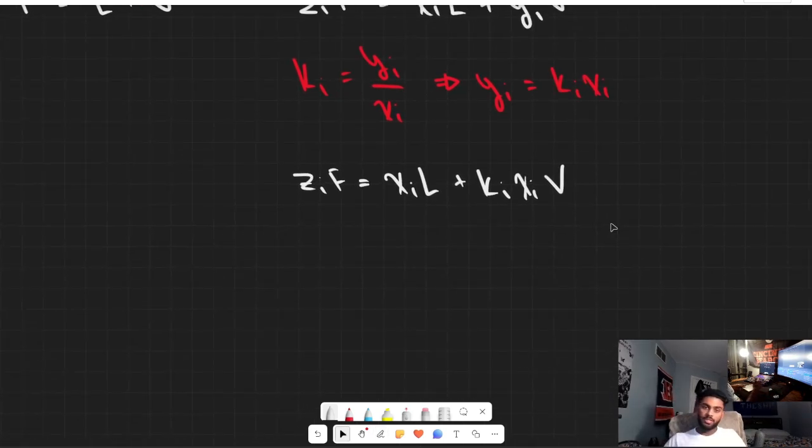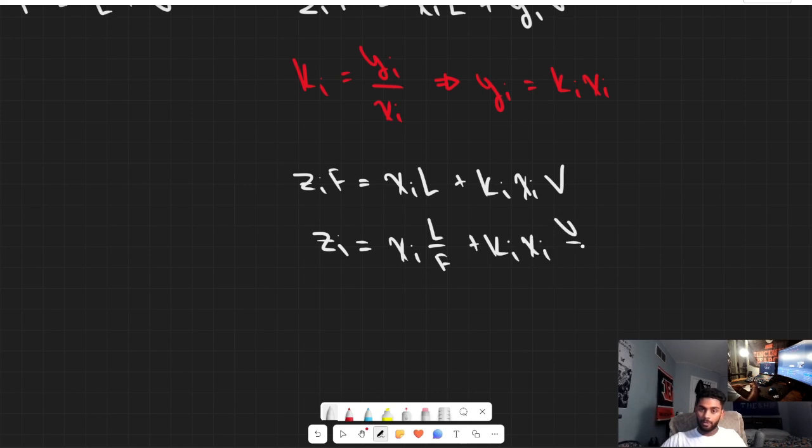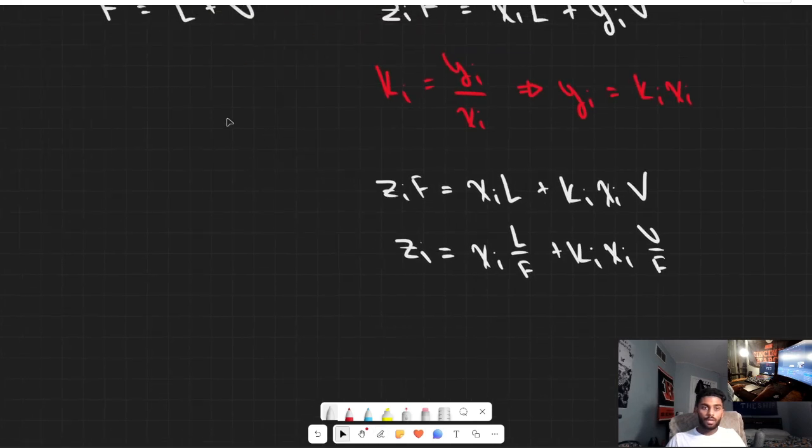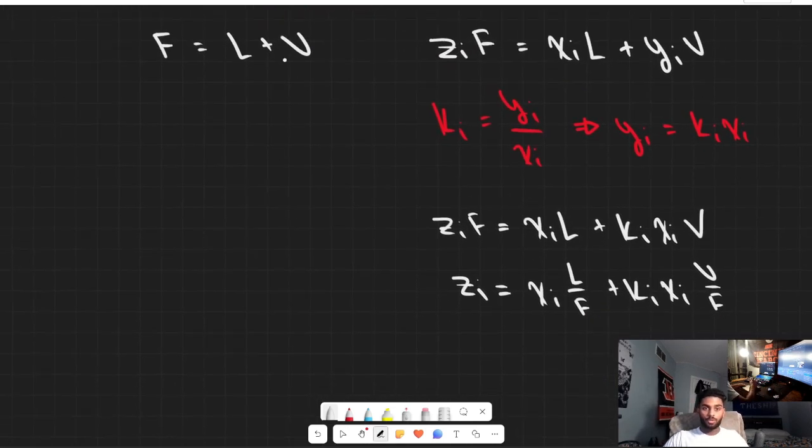Now the next step I'm going to take here is I'm going to try and isolate this z here. And the way I write this is going to make a little bit more sense after this next step. So I'm going to have this as xi L over F plus Ki xi V over F. And now essentially what I've done is I can define a new term. So now I'm going to use this relationship here.